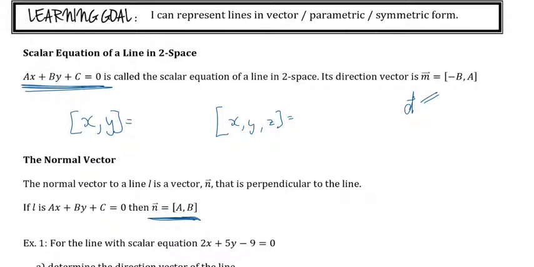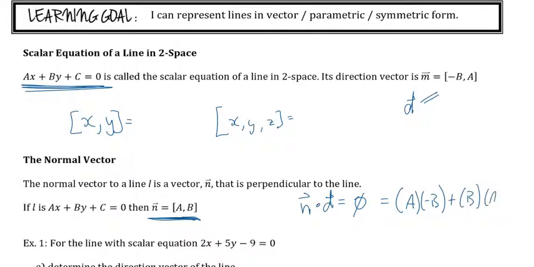If you take the dot product of n and d, what are you always going to get? You're always going to get 0. And that's like a times negative b plus b times a. That's going to give you 0, right?